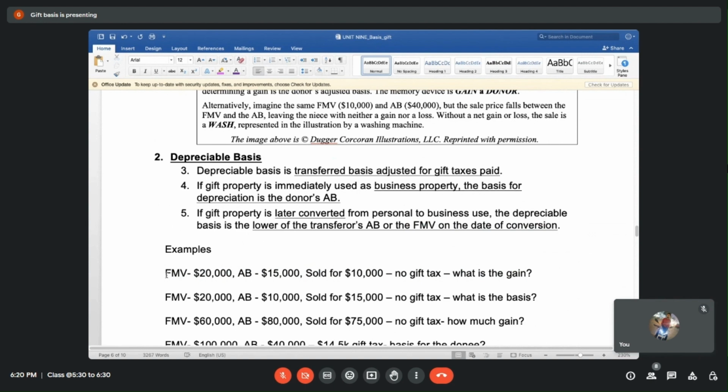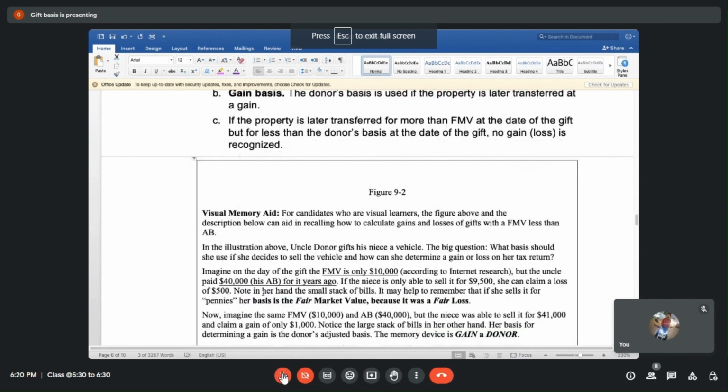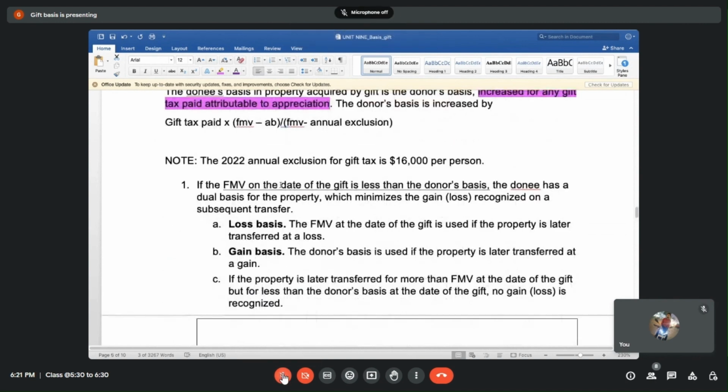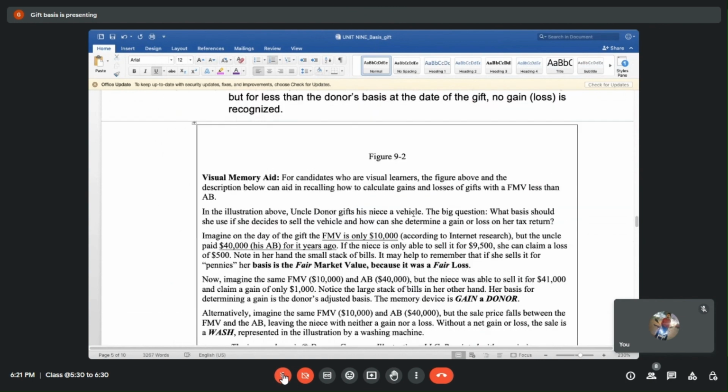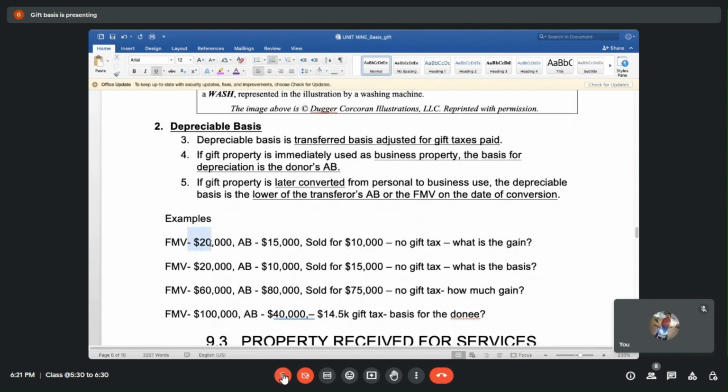So let's say in the first example, when the property is gifted, at that point of time the fair market value is $20,000. The adjusted basis is $15,000 for that property. So fair market value is higher than basis, correct? These rules will be applicable if the fair market value is less than the basis. But in this situation, we are seeing fair market value is higher than basis.